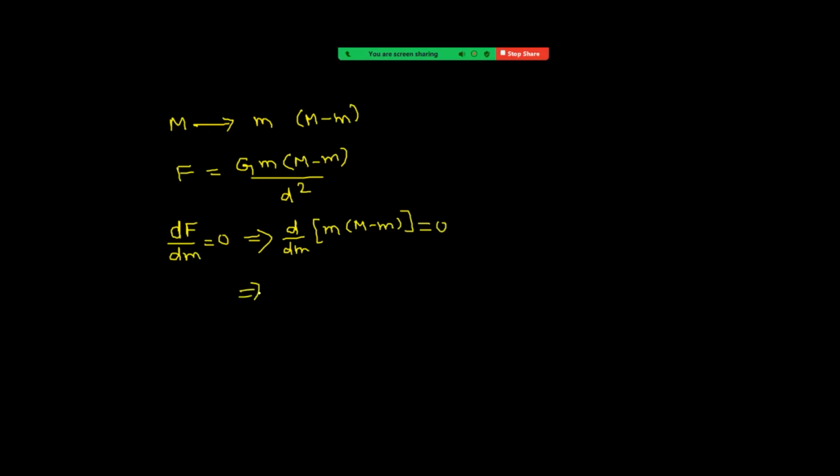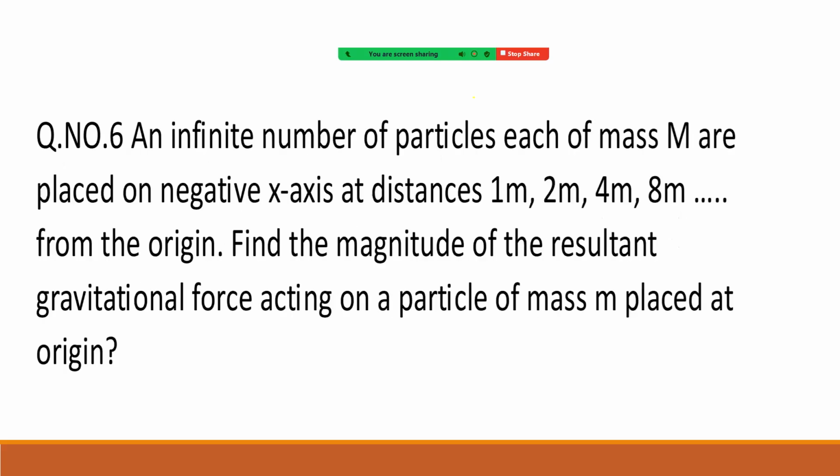Now see, this becomes how much? It becomes M minus 2m equal to 0. Therefore m equals how much? It is M by 2. So we have to divide that into two equal parts. Then that force becomes maximum. Okay. See next one.